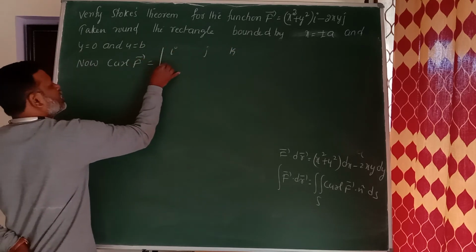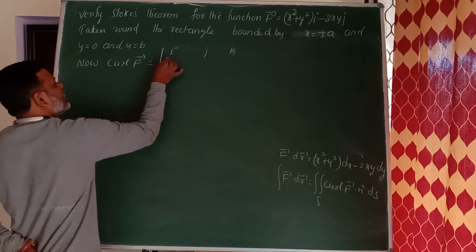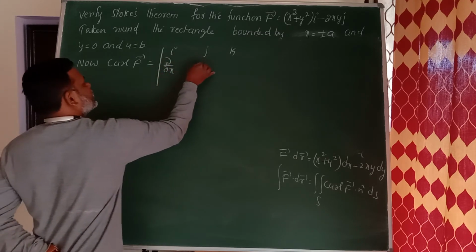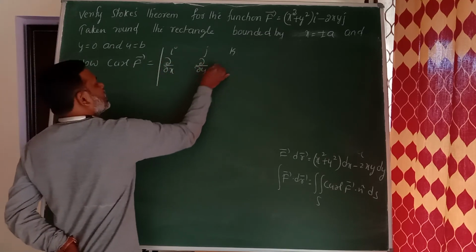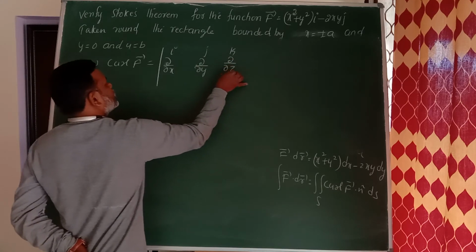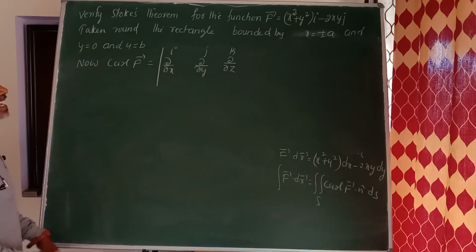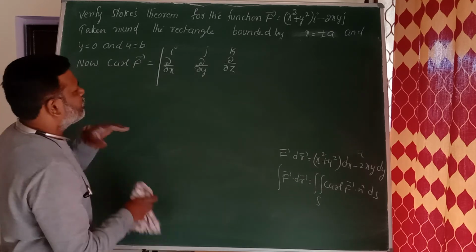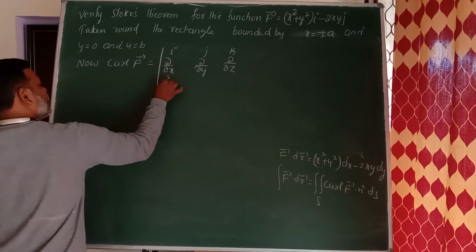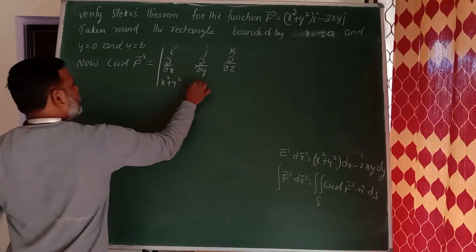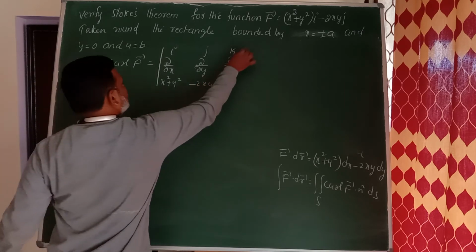So curl f, the partial derivatives, what do I have to write here? i, del by del x, j, del by del y, k, del by del z. So write down the i component, j component and k component of the f vector. So this is x square plus y square, and this becomes minus 2xy, and this becomes 0.